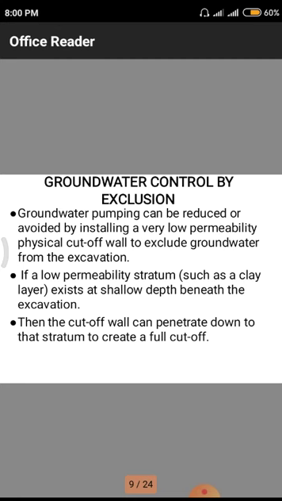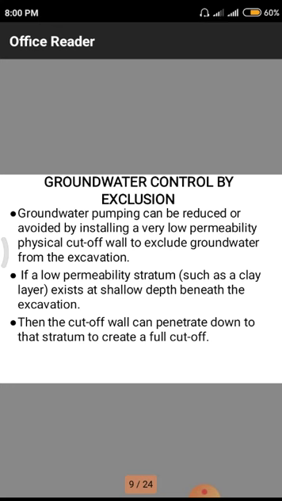Next one, a low permeable stratum. Low permeability means the soil allows less water into the subsurface. Those are called low permeability strata. An example is clay layers. Why? Because in clay all the particles are very fine in nature, so if the particles are very fine, automatically there is less content of voids.